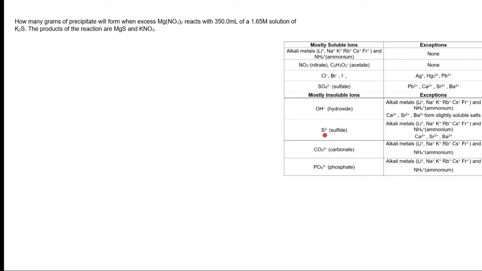We can double check this with our sulfide rules. You can see that magnesium is not one of the exceptions. So that is going to be our precipitate. Here is our balanced chemical equation with our states. And you can see magnesium sulfide is specified as a precipitate.